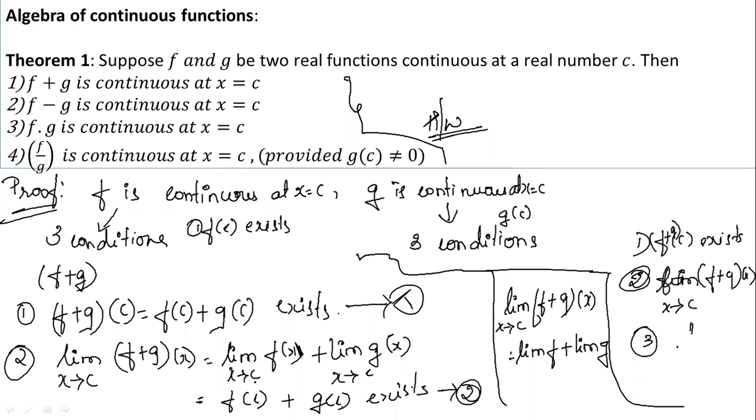You have to remember, if you have two continuous functions, their sum is continuous at that particular point, their difference is continuous at that particular point, their product is continuous, and their quotient is also continuous. You have to remember this, only if the two functions are continuous at that same point.